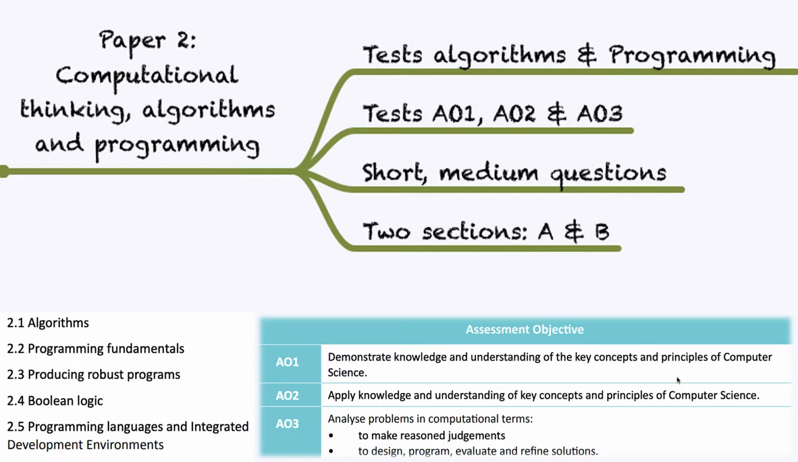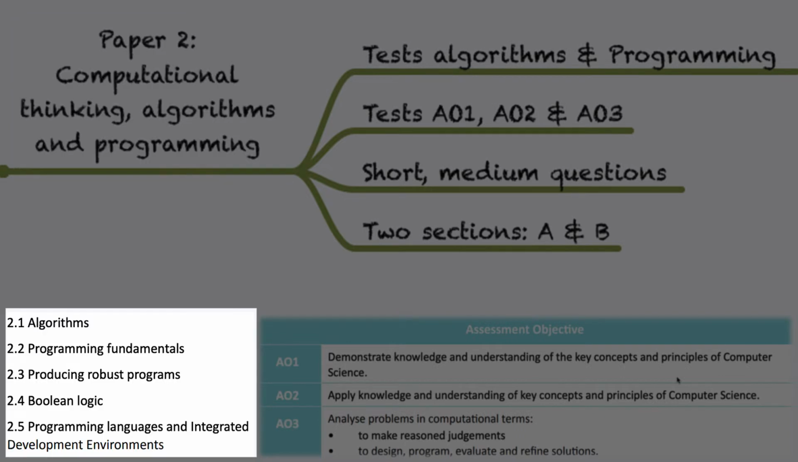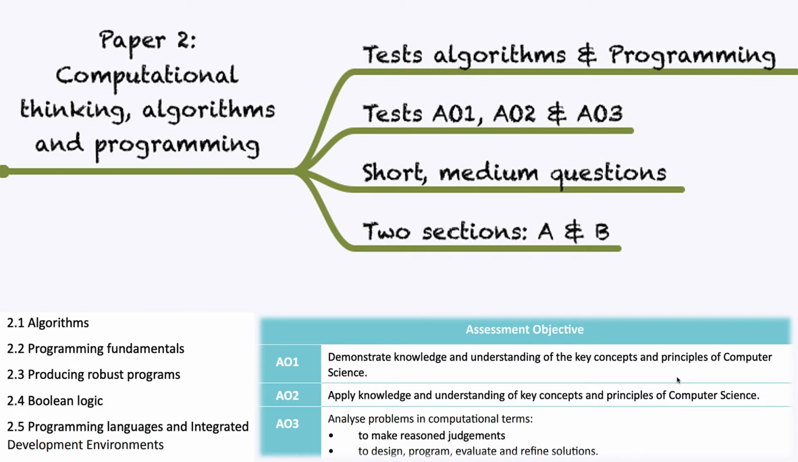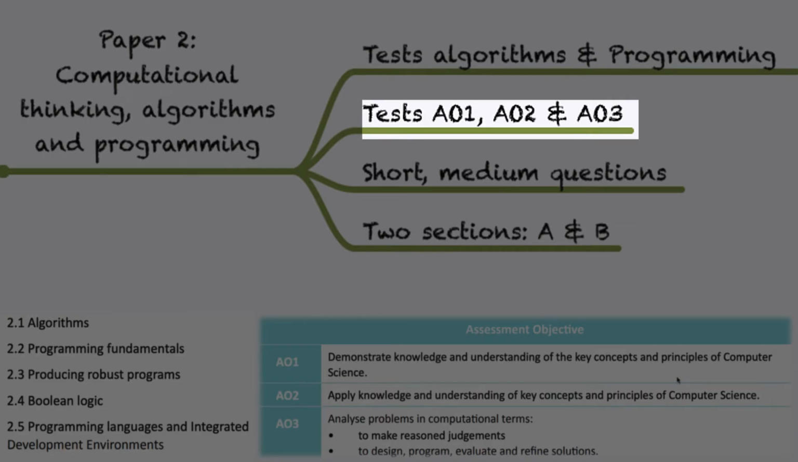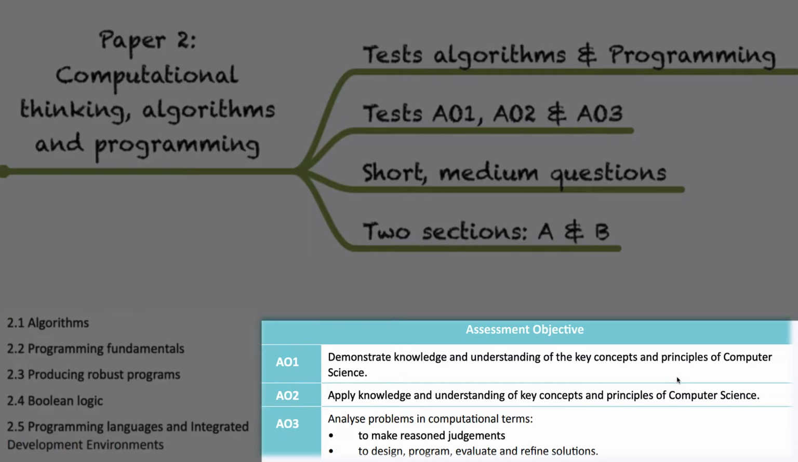So let's jump in and look at the overview of paper 2. It is testing your algorithmic and programming knowledge, and you can see on the bottom left there, that's the list of topics 2.1, 2.2. So that's the knowledge that you're supposed to have when you go into the exam. Now notice that paper 2 tests assessment objective 1, 2 and 3. So they can throw anything at you from the specification in paper 2, and it'll be in section A of paper 2 where they do that, but they can throw anything at you.